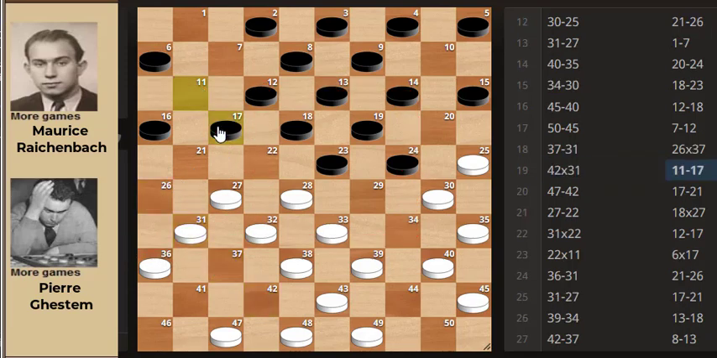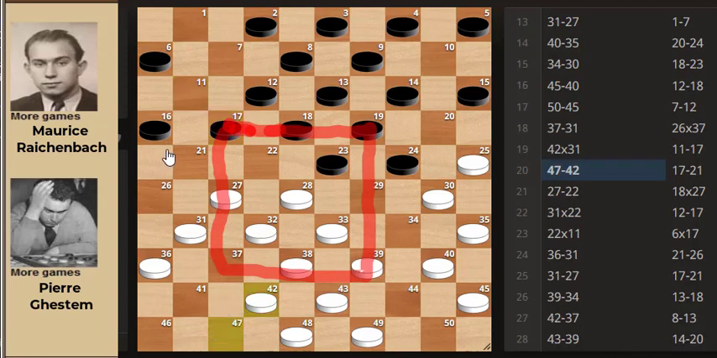Then Morris answered by playing 11, 17. So 11, 17, if we draw the square, then we know there's no piece at 37 here. So let's see how Ghestem answered this move. Ghestem answered by playing 47, 42 to surround 37.